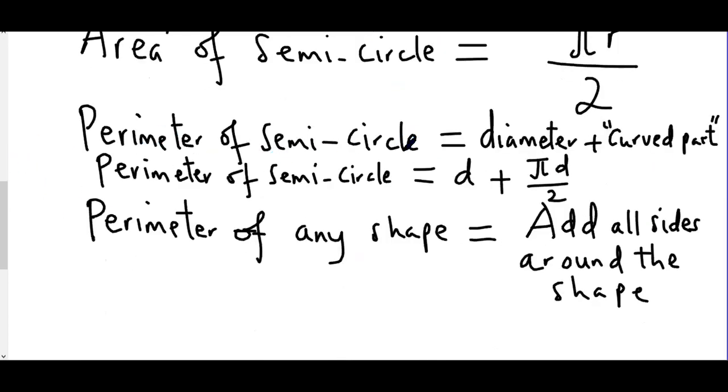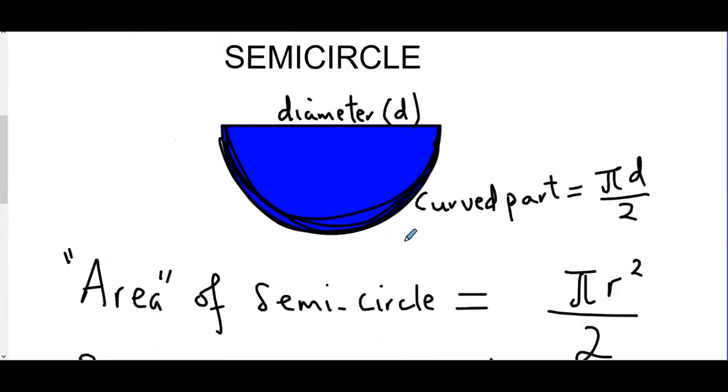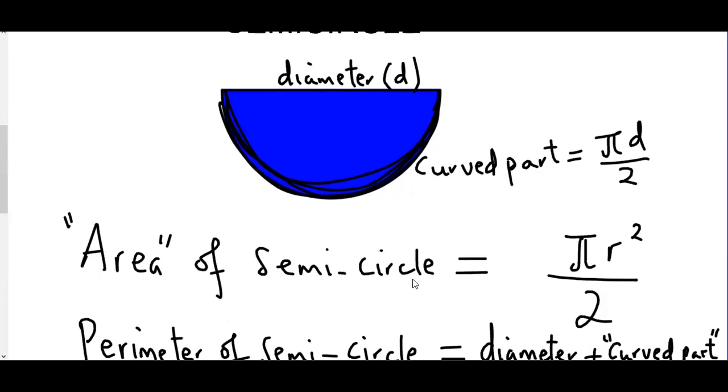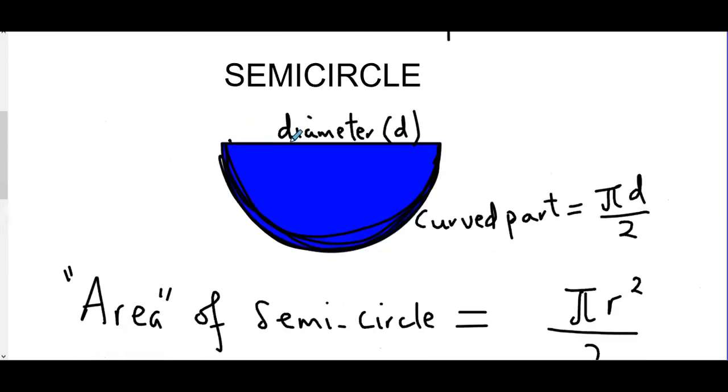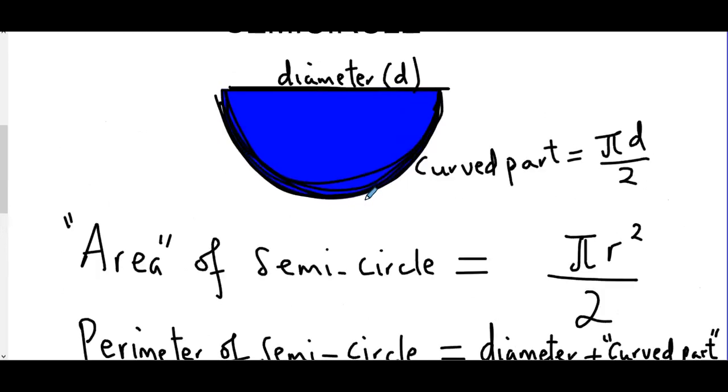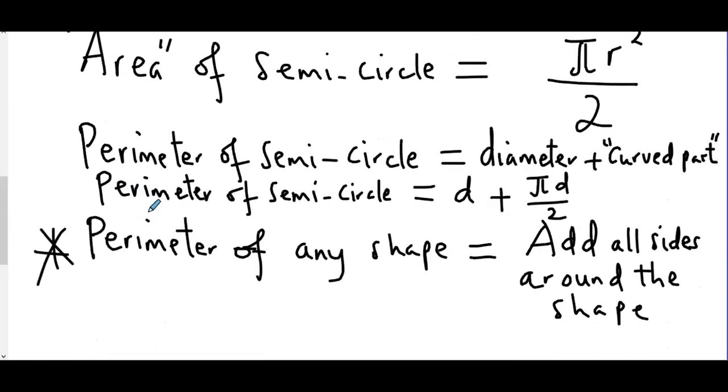Come to the perimeter of a semicircle. Here, remember this definition: perimeter of any shape is adding all the sides around the shape. By default, if you check, this semicircle has 2 sides. One side is the diameter, another side is the curved, circular part. So the perimeter of a semicircle is the diameter, which is this part here, plus the curved part. That's the perimeter of a semicircle.